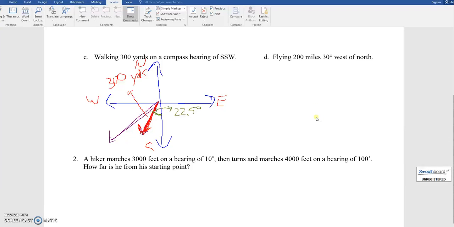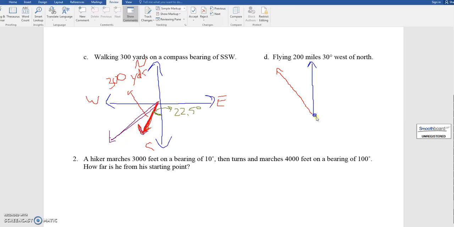Helps if I have my pen. We're going to start right there. We're going to fly straight north, or we're going to think about flying straight north. But then it says instead of going straight north, we want to angle 30 degrees to the west. So west is this direction right there. That's our final trip right there.